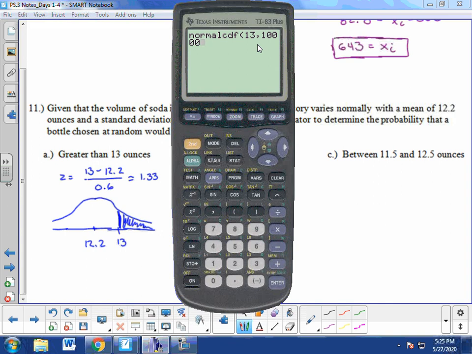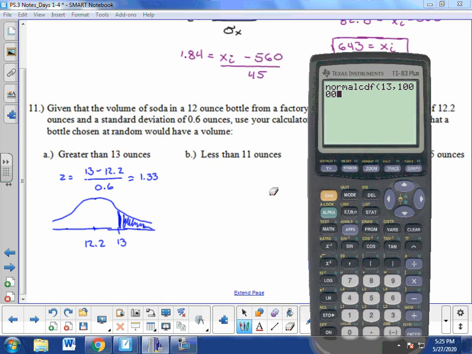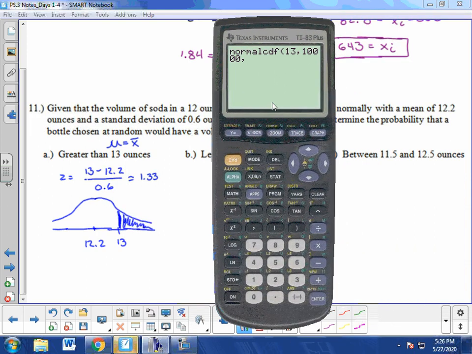Where it says mu in these older calculators, mu, remember I just spoke on just a minute ago, mu is the same as mean. Mu and x bar are the same thing. So mu just means mean. And so that's going to be the third value we type in. So if you're on an older calculator, put a comma and then type in that value, the mean, which is 12.2. On the newer calculators, make sure you type in 12.2 at that location.